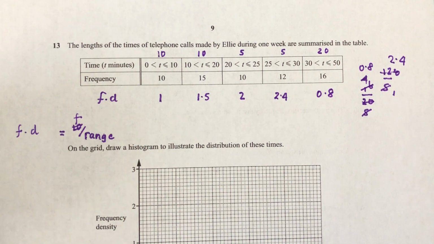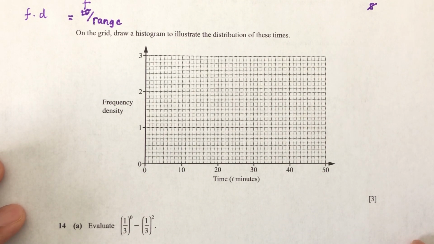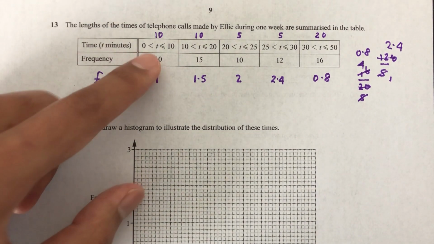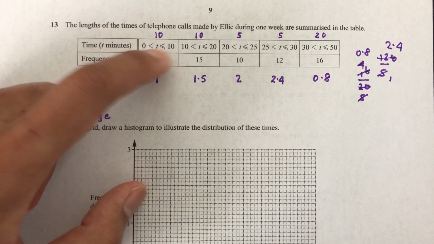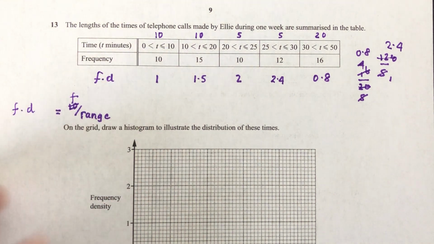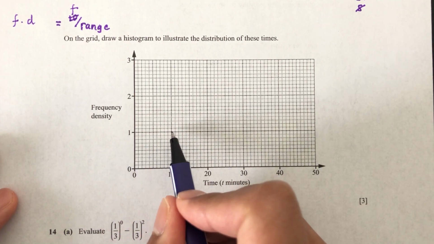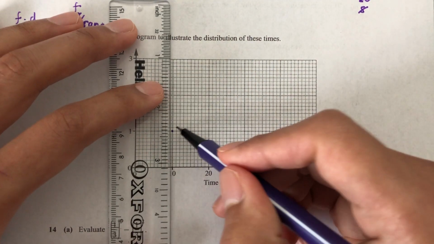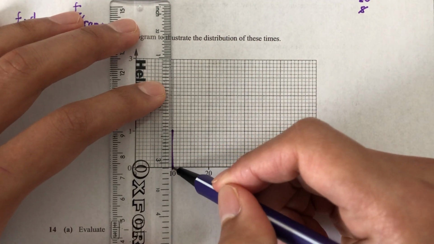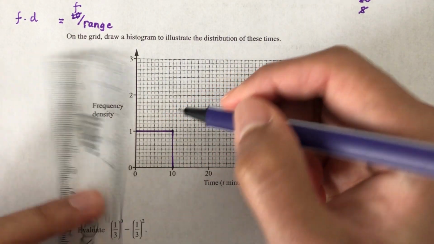So now we have to draw the histogram to illustrate the distribution of these times. So let's do one by one. For this first range, we have the range from 0 to 10, and the density is 1. So we draw a histogram. Let's connect this line to this line to that, and that's it.